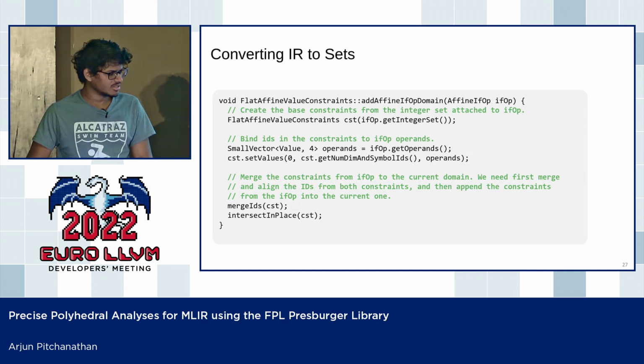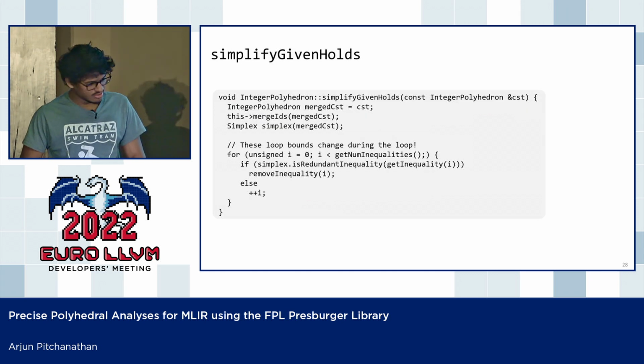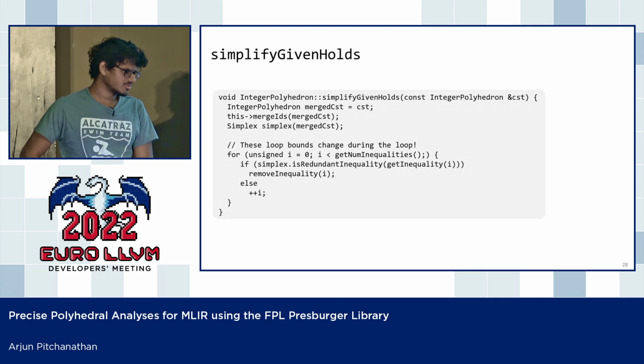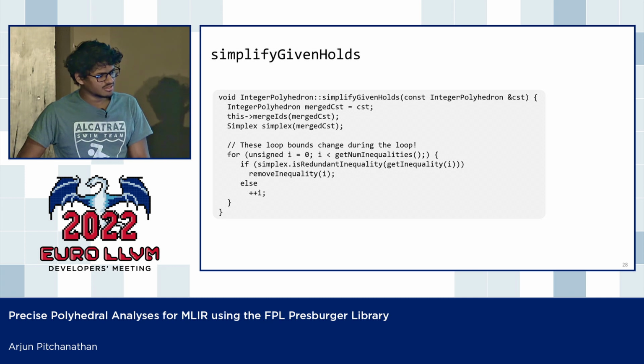So this is how easy it is to just take if conditions from the IR and add it into the mathematical integer polyhedron. The second interesting thing that we did was to simplify a condition, a set of conditions, given that some other context set holds. So how we do that is, first of all, we merge, which we always do, and then we use our implementation of the simplex algorithm.